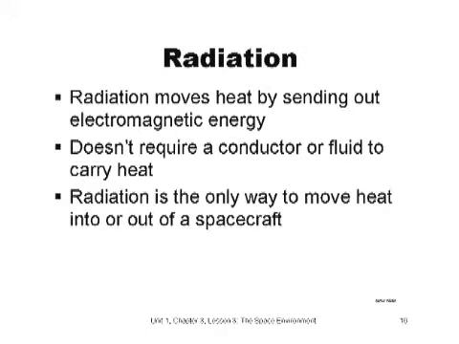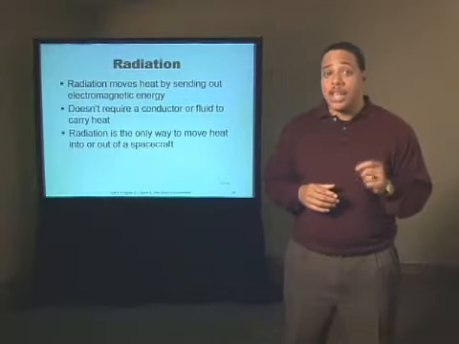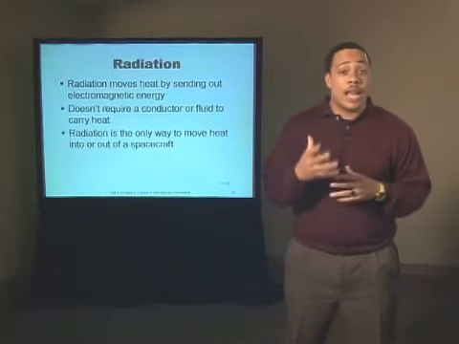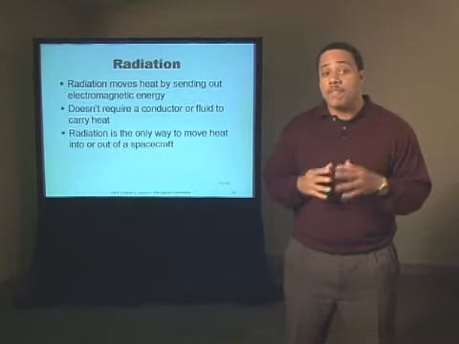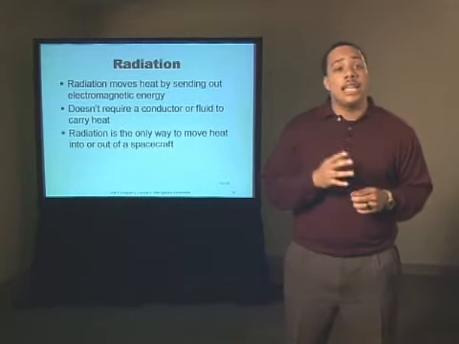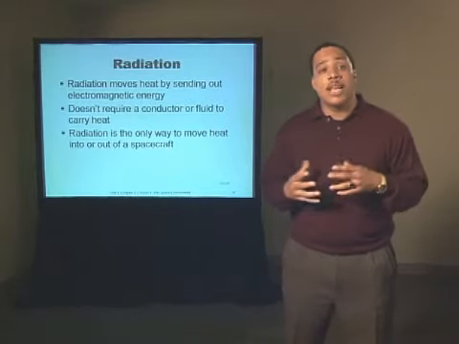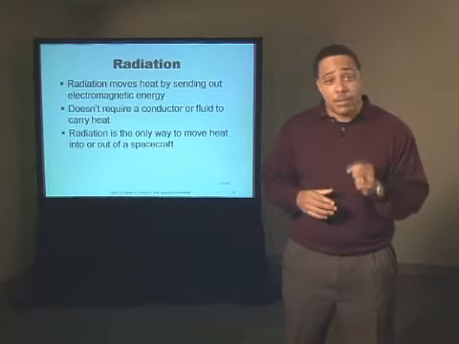Radiation removes heat by sending out electromagnetic energy. This method doesn't require a conductor or fluid medium to carry the heat. Within a spacecraft's sealed parts, conduction or convection can move heat. But radiation is the only way to get heat into or out of a spacecraft in the vacuum of space. So, if you look at a large spacecraft like the International Space Station, you'll see large, flat panels that are intended to radiate the heat from the station into space in order to keep the ISS at the right temperature.